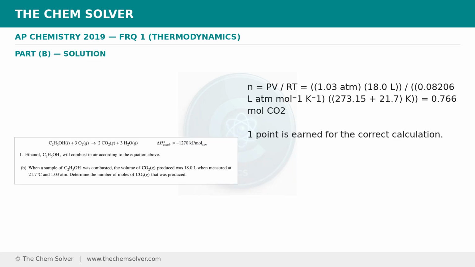n = PV/RT = (1.03 atmospheres)(18.0 liters)/(0.08206 L·atm·mol⁻¹·K⁻¹)(273.15 + 21.7 K) = 0.766 moles CO2. 1 point is earned for the correct calculation.